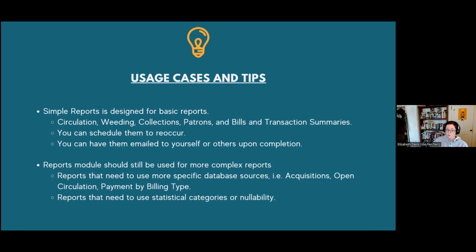Things that you won't see: you can't do anything with acquisitions. You can't do anything where you need to see open circulation, or specific payment by billing type. If you know you have to have specific sources, it's probably safer to run it in the complex reporter. You also can't run reports that use statistical categories or nullability. Those are more complex reports, so we'll still have to run those in the other one.